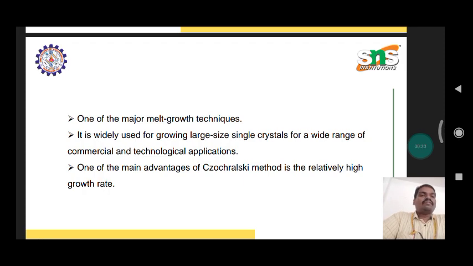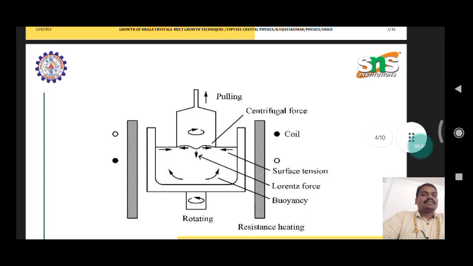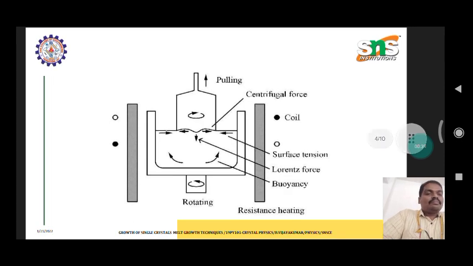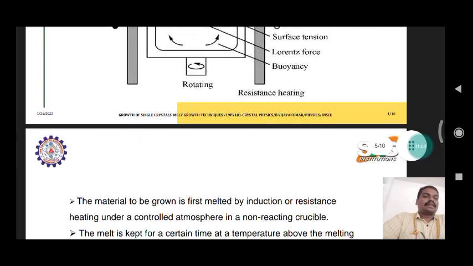One of the main advantages of the Czochralski method is a relatively high growth rate. This is the schematic diagram of this Czochralski technique. In this technique we have a pulling rod and coils, surface tension, and Lorentz forces on the liquid. Lorentz force is applied and resistance heating is available. Rotating equipment is available in this technique.